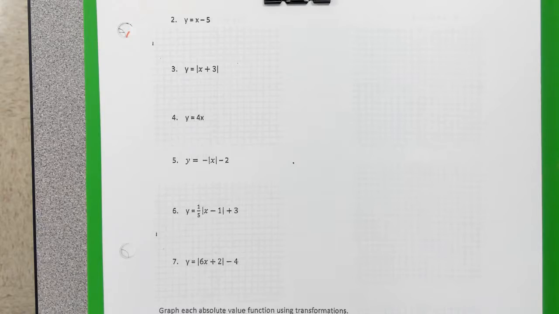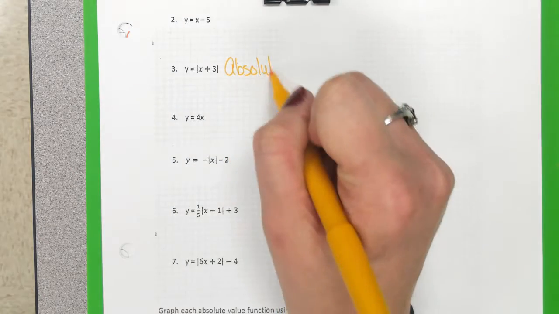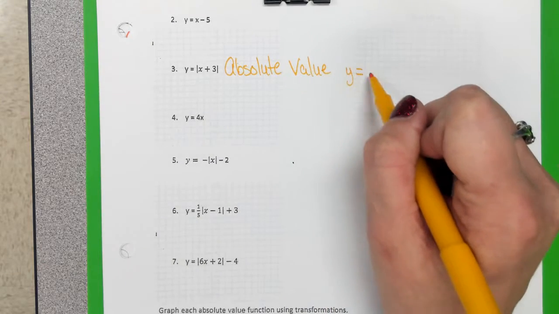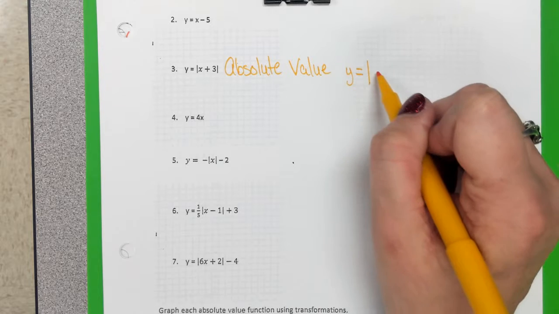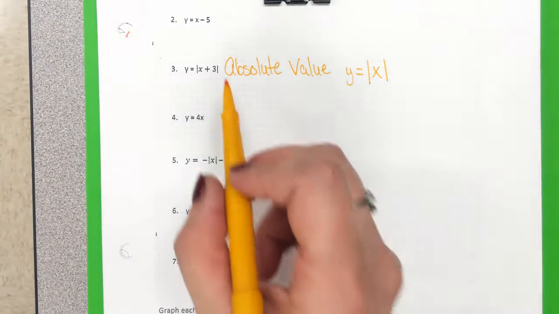The direction said name the parent graph. What was the parent graph? Absolute value, which is what? Y equals absolute value of X. There you go. Alright, then it said describe the transformation. We should not be on our calculators yet. We're not there yet.